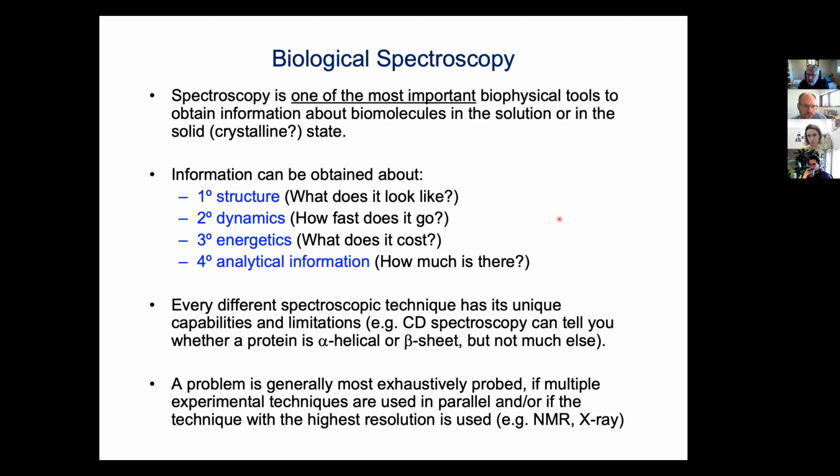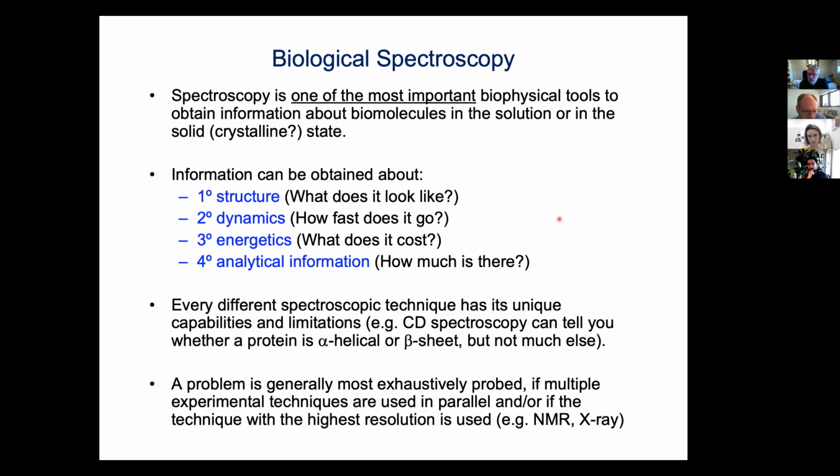And so every technique that you may want to use has its unique capabilities, but also its unique limitations. I already told you NMR structures can be determined up to about 50 kilodalton proteins. But if you really want to do a structure from scratch by NMR, please don't try for a protein that's larger than 50 kilodalton, because you're spending a lot of time and it's going to be a lot of hard work.